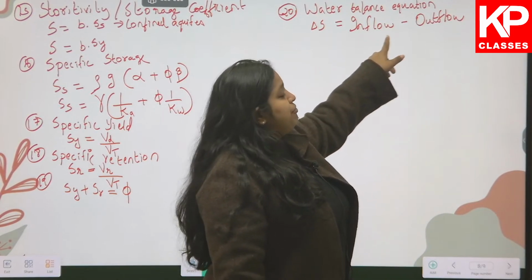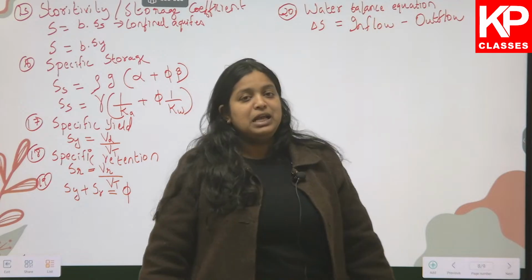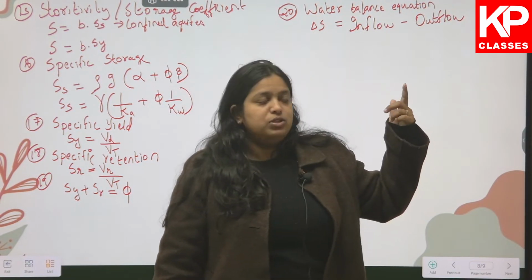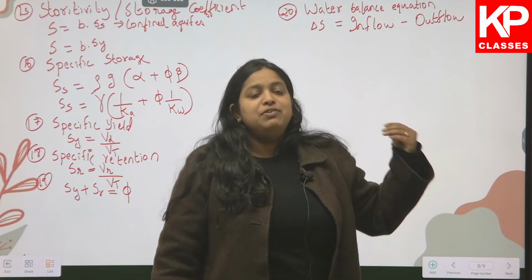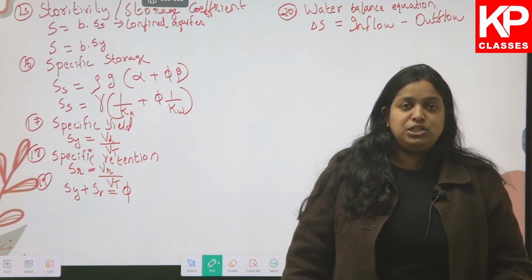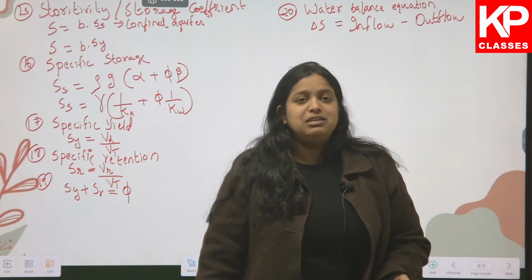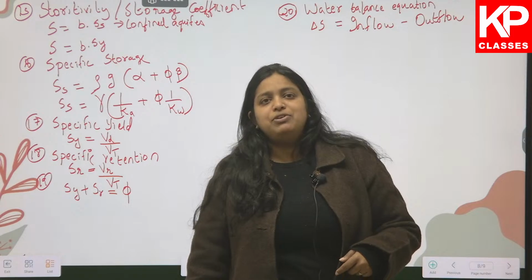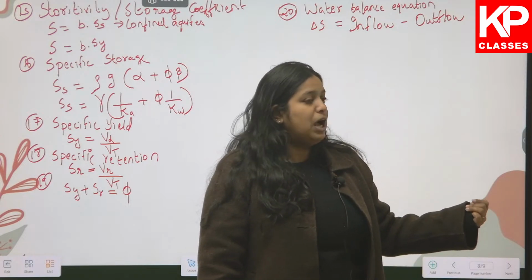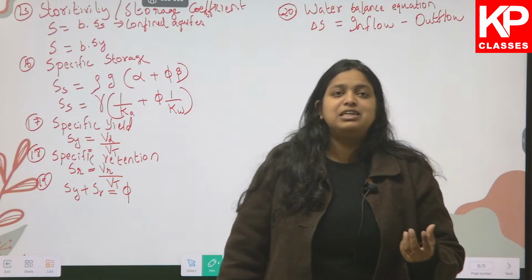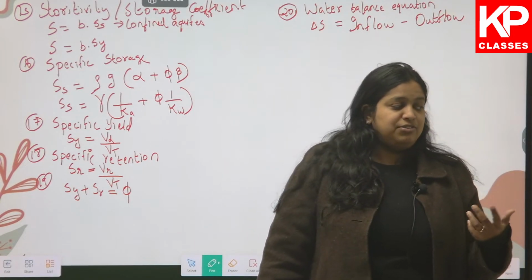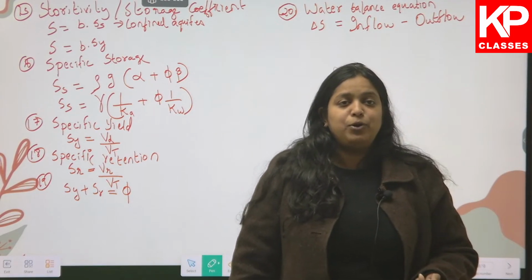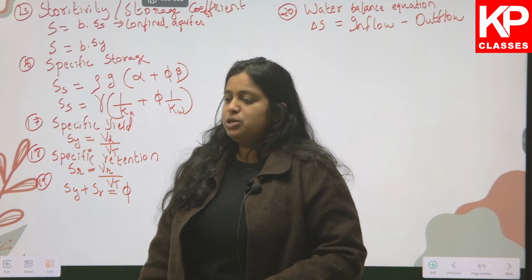So the difference between inflow and outflow defines the change in storage. If the change in storage is equal to 0, that means inflow is equal to outflow, and we say the system is under steady flow condition, steady state. There is no change in the water storage. If more outflow happens than inflow, then the system has a negative storage variation. If there is more inflow than outflow, then there is a positive increase in the storage of the system. So this is the water budget equation.